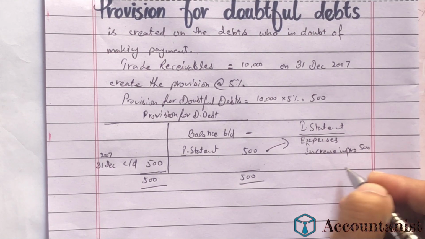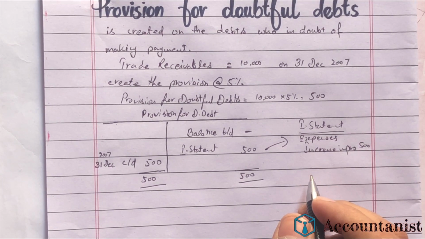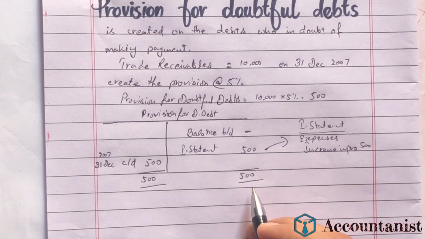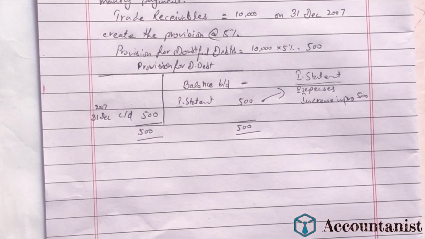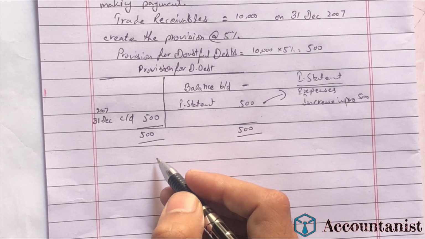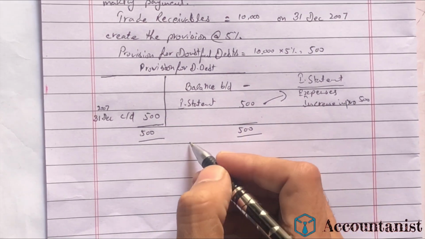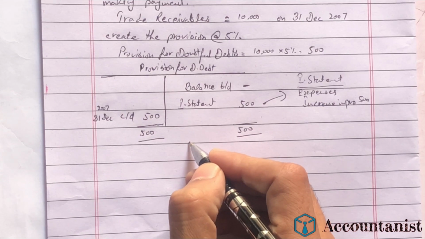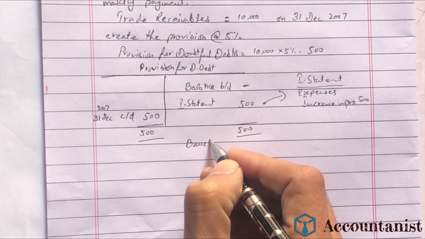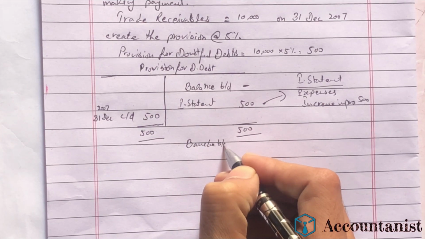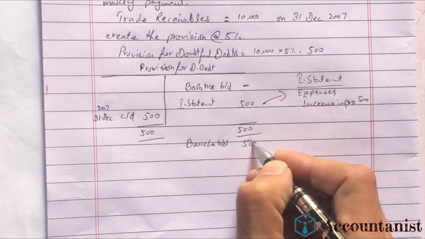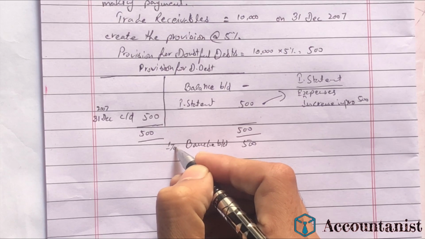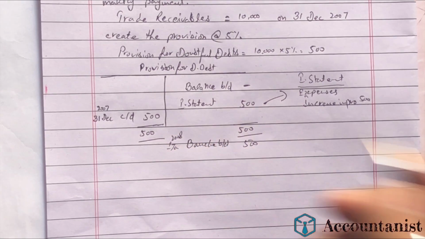So that will be like this. So if we move further on to this example, let me give you another transaction for the next year. This balance will become our opening balance, balance brought down, so it will be 500 on 1st of January 2008.